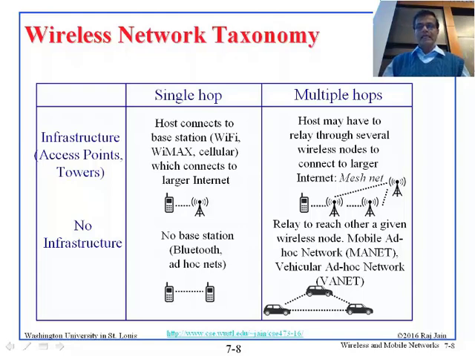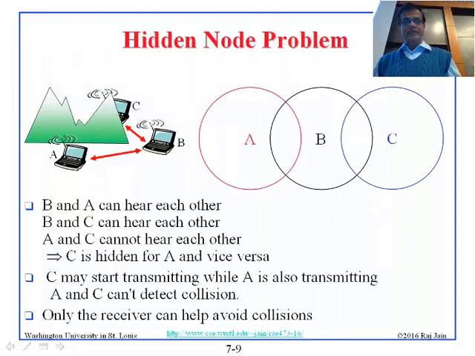Okay? All right. So we now know the normal wireless networks, then we have ad hoc networks, mesh networks, MANET and VANET. Any questions about those terms? Clear? Okay, I hope.